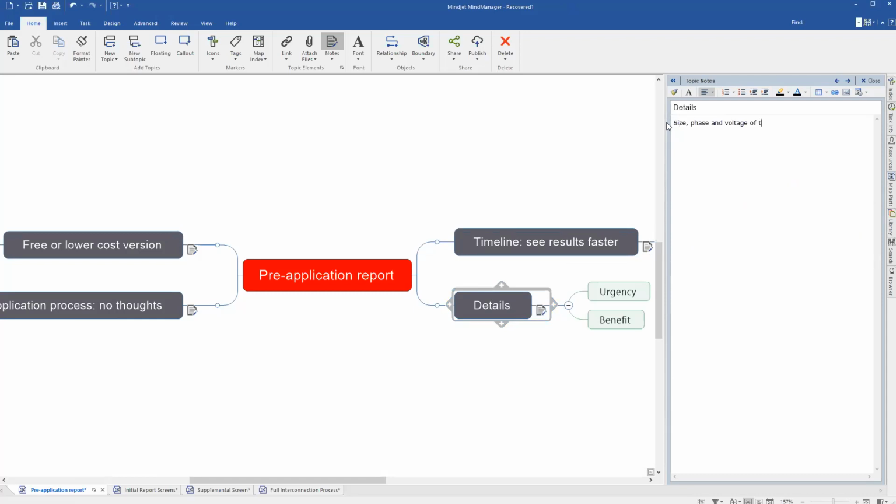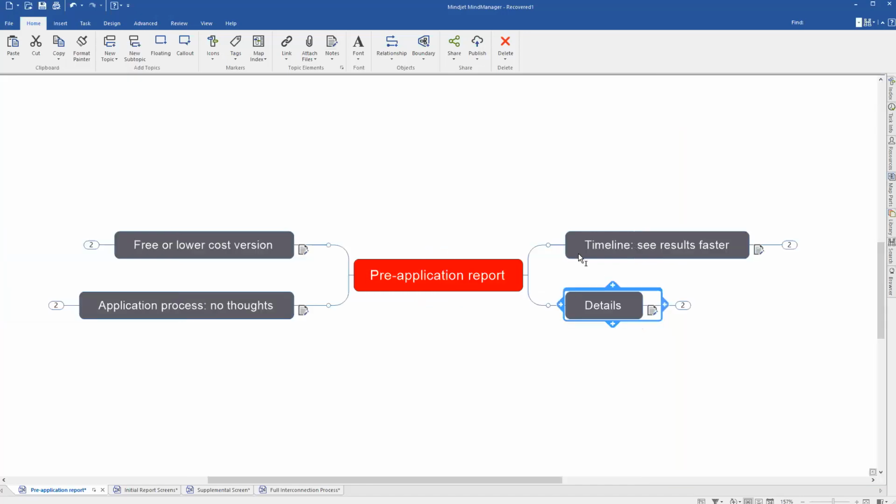And Steve, I'm grabbing your comments out of chat to include details and then the size, phase, and voltage of transformers. Are there any other details that aren't included today that you would really like to see included?